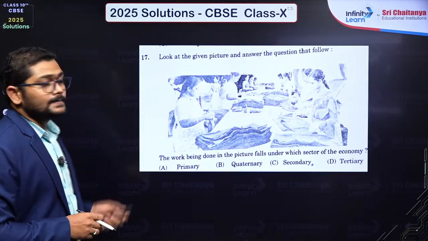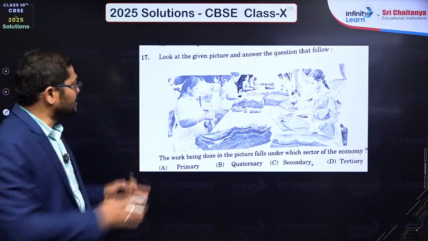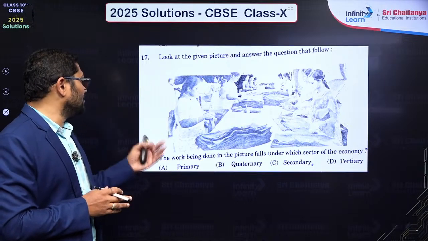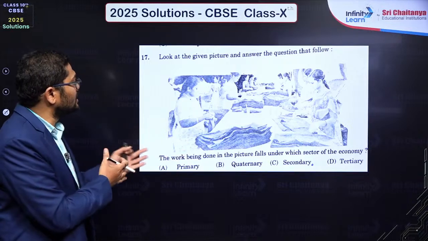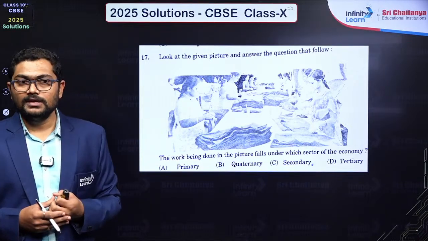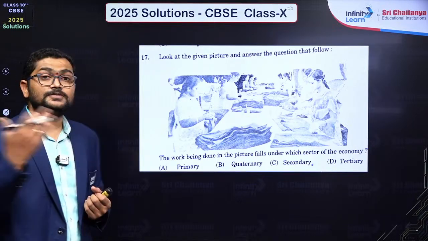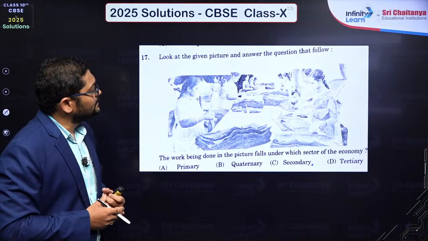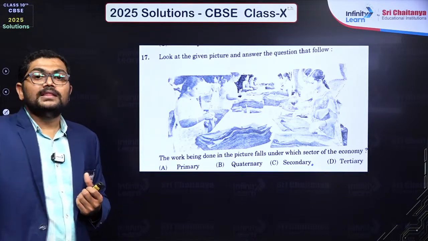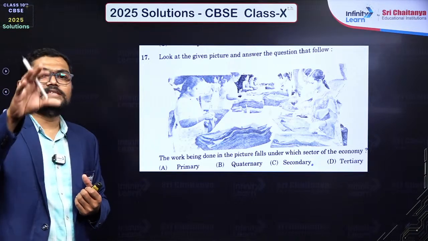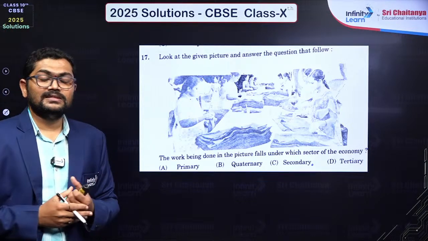Next, question number 17. Look at the picture and answer the question that follows. So a picture is given. The work being done in the picture falls under which sector of the economy? So this is actually the question from sectors of the Indian economy, where we are having the primary, secondary and the tertiary sectors, and their detailed explanation is given. Now if you see this picture, we have a picture in the textbook where one woman is selling the clothes to the other. So normally whenever we see that picture, we think, yes, it is a sales activity going on, and that picture is actually related to the tertiary sector.